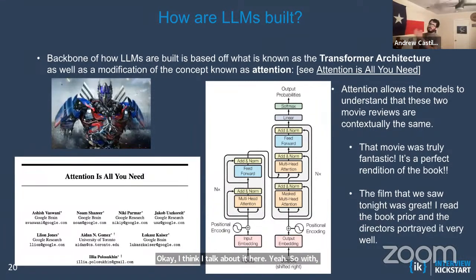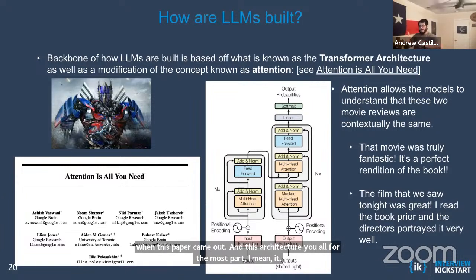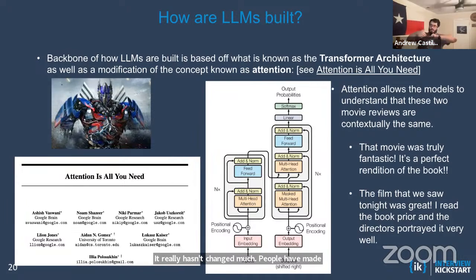Before I get to the next slide, just real quick. With LLMs and this transformer architecture, I want us to think about how the transformer architecture is awesome because it was invented in 2017 when this paper came out. And this architecture, y'all, for the most part, really hasn't changed much. People have made different tweaks, like maybe changing the way the normalizations are done, or the different types of attention. But for the most part, 80 to 90% of the architecture is used, and it's still in use today, which is great.